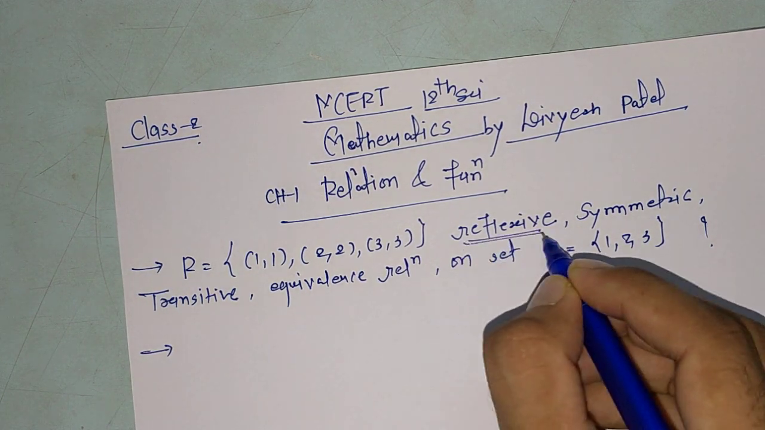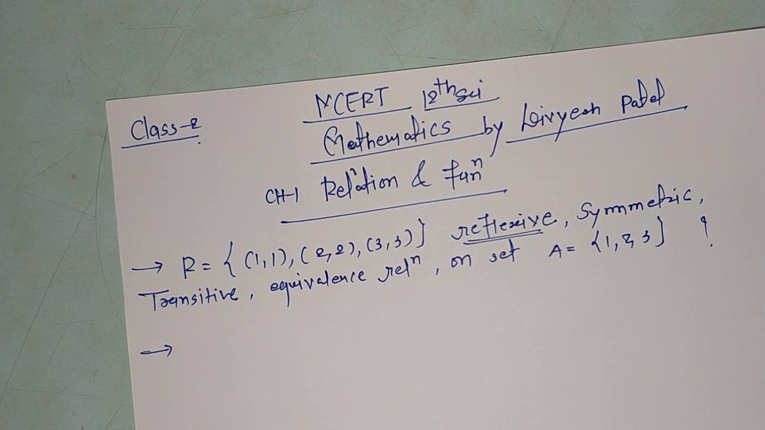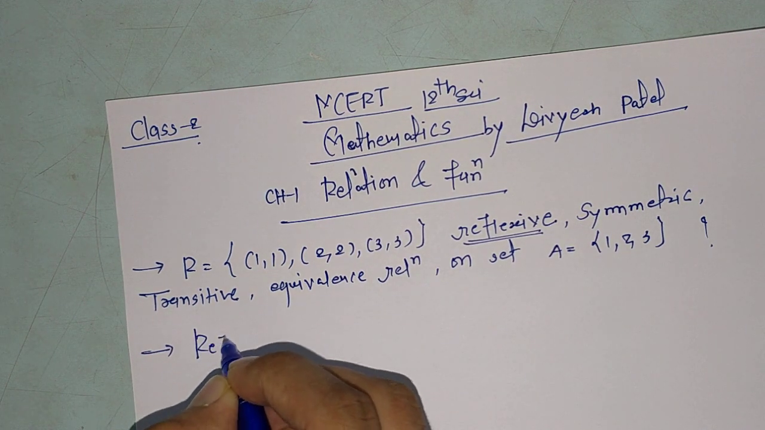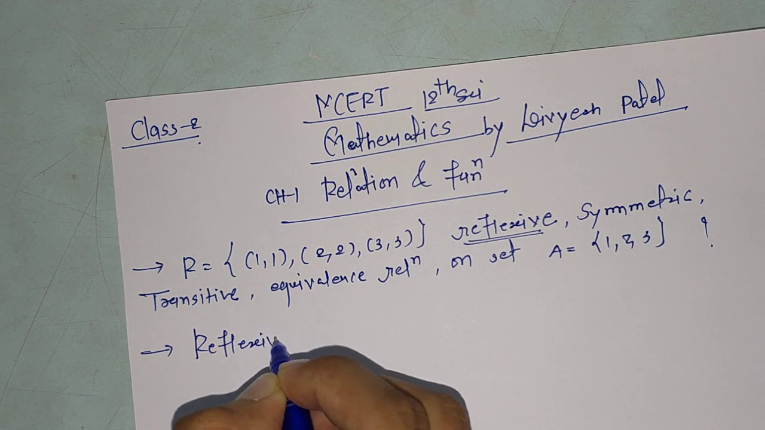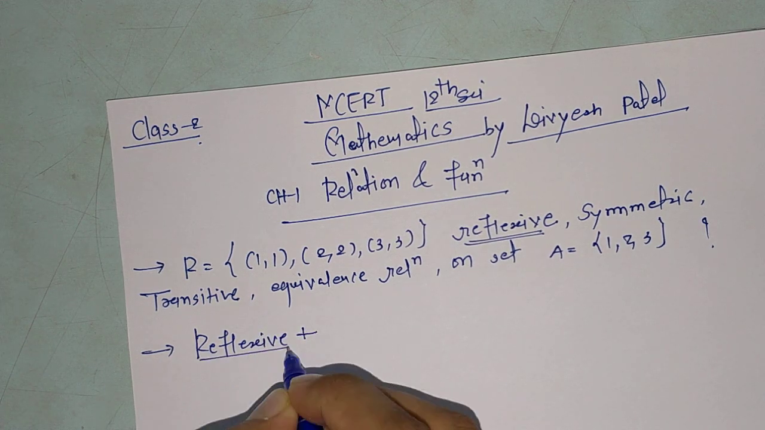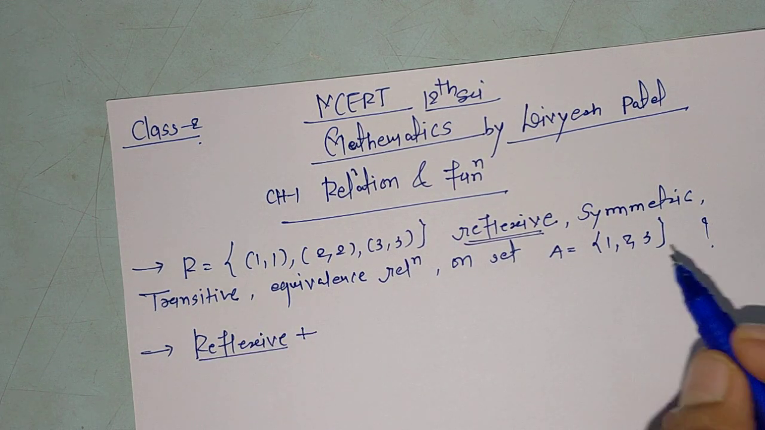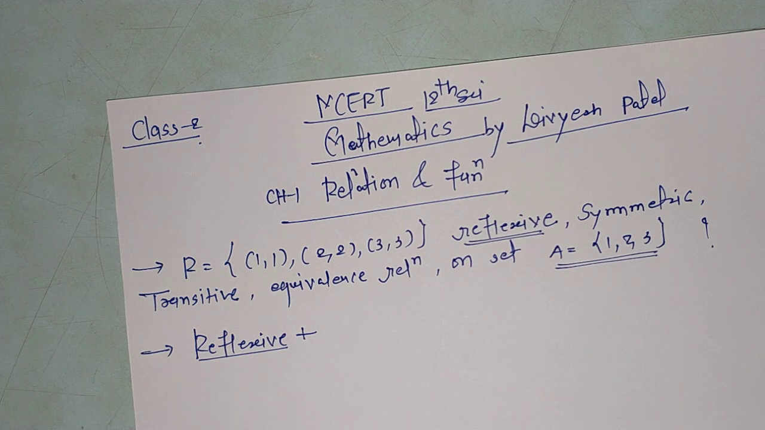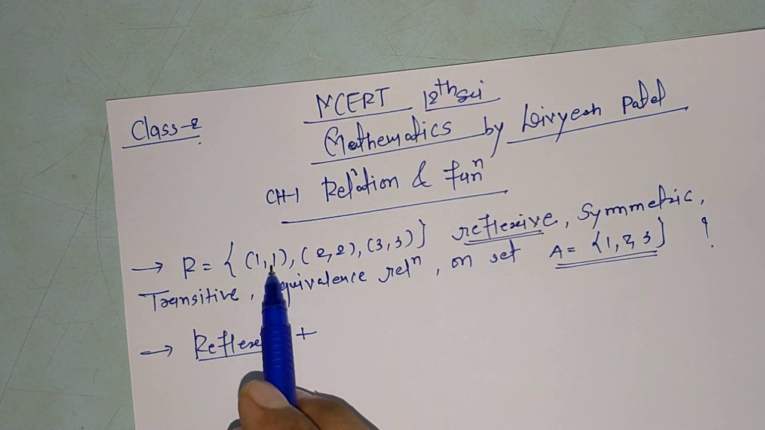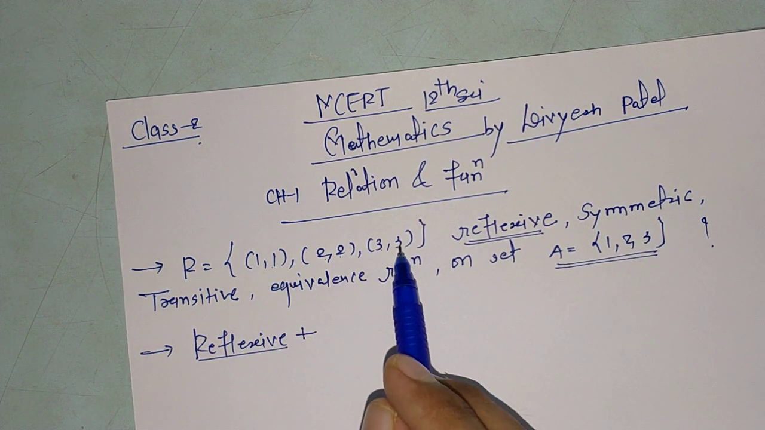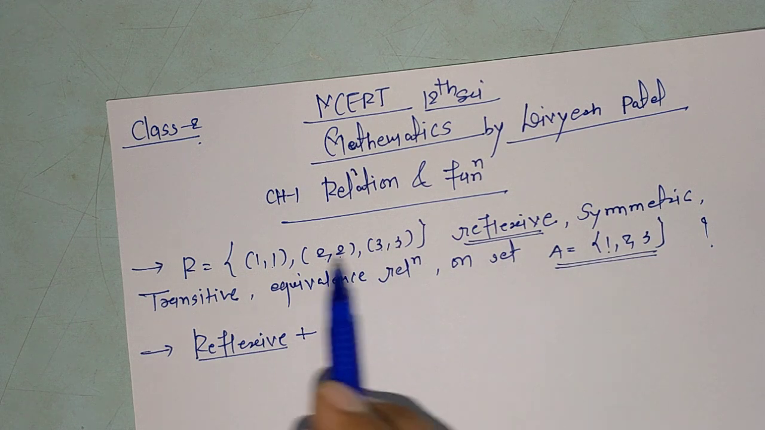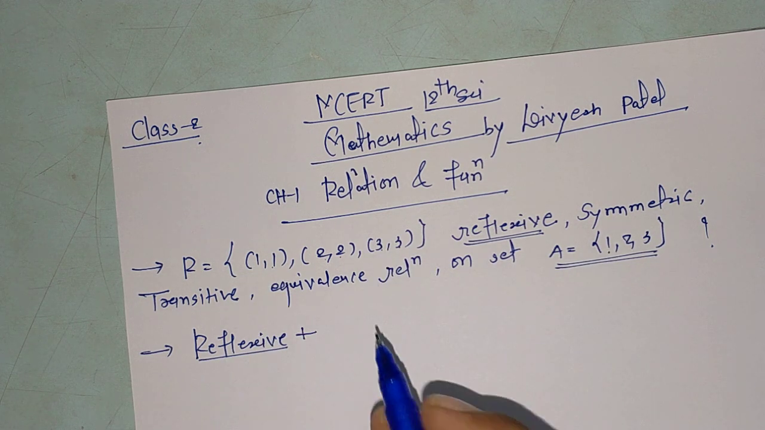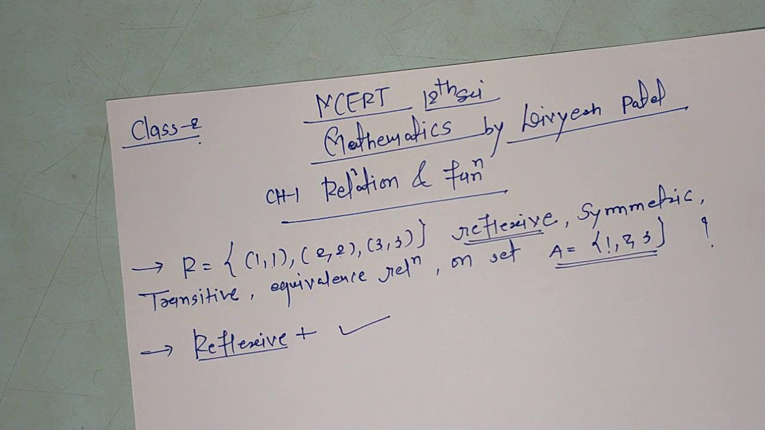First of all, the question says that we have to check whether this relation is reflexive or not. So recall the definition of reflexive. A reflexive relation says that for all x belongs to A, all the elements of A must be related with itself. If you observe this, 1, 2, 3 are the elements of A and they are related with themselves. So we can say that R is a reflexive relation.